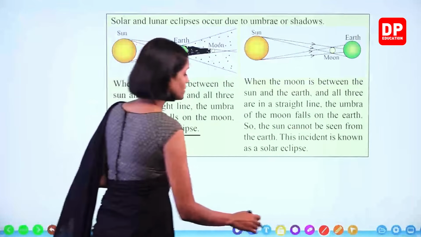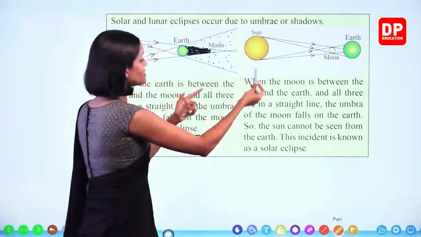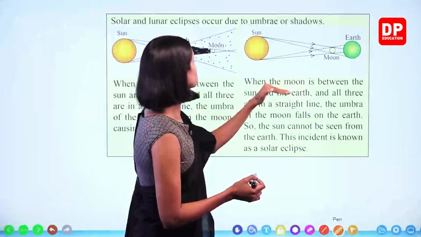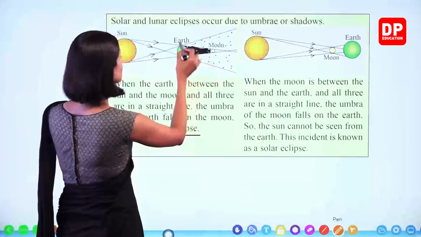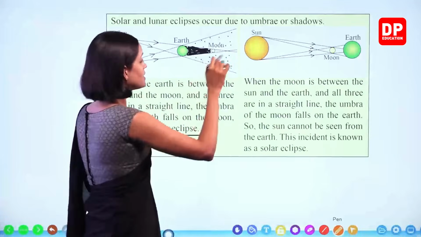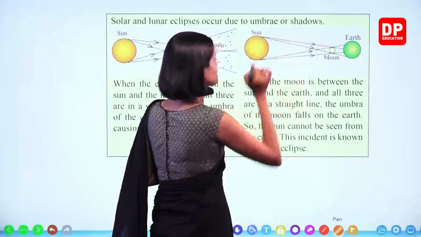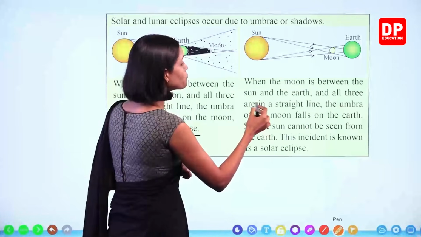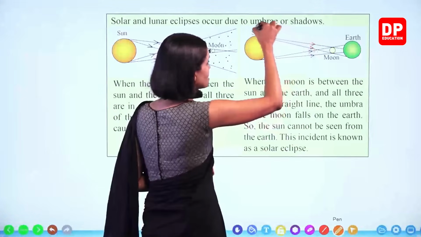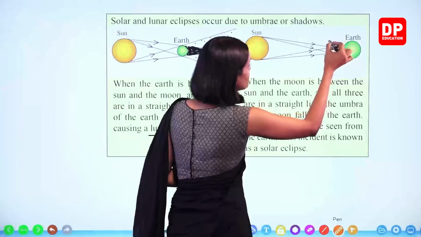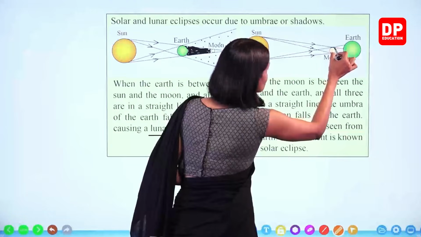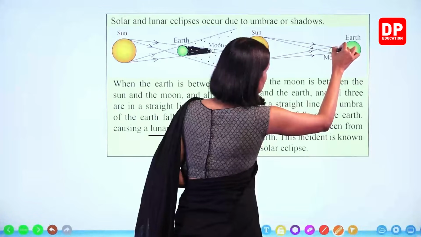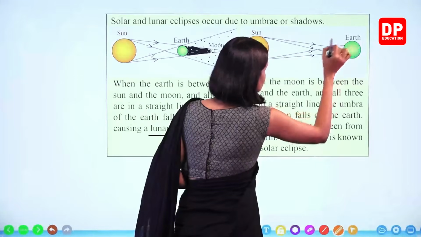Right, children? Now, look at this one. This gives a solar eclipse. Right? When the moon is between the sun and the earth. Earlier, the earth was between the moon and the sun. Here what happens? The moon is between the earth and the sun. Right? And all three are in a straight line. The umbra of the moon falls on the earth. You all can see sunlight falls on the moon. Right? When you consider this one, this is where the umbra of the moon is formed on the earth.